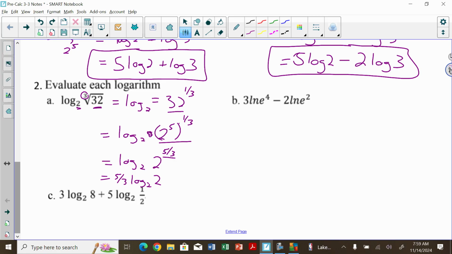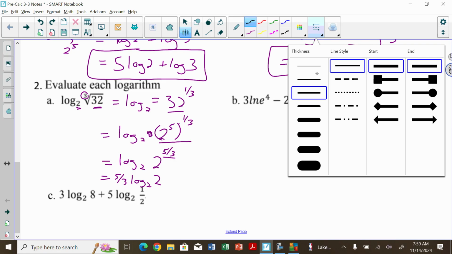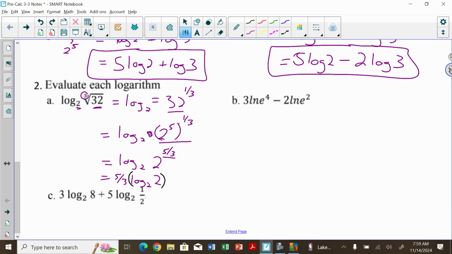If you remember from section 3.2, whenever you have a log with the same base, like log base 2 of 2, these two numbers are the same, that basically equals 1. So my final answer here would be 5/3, because it would be 5/3 times 1. Okay, all right, let's look at the next one.